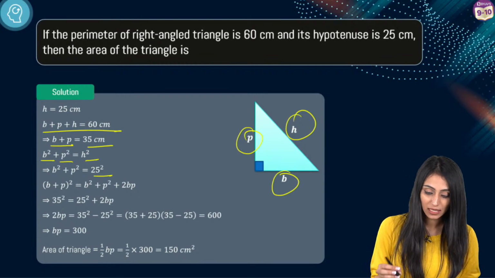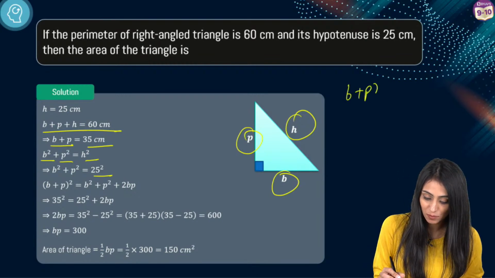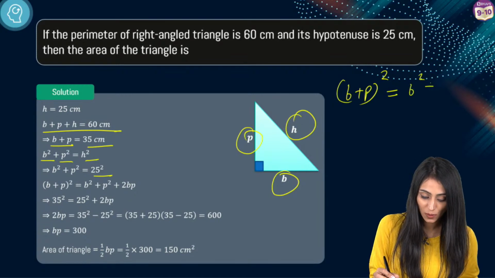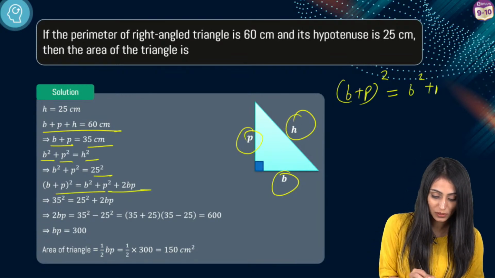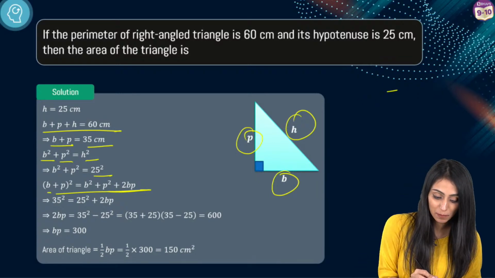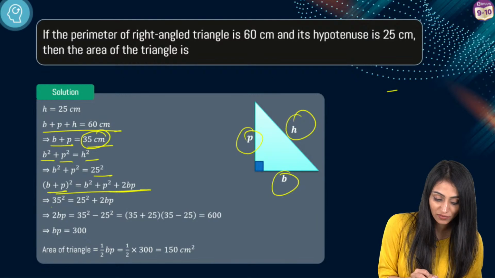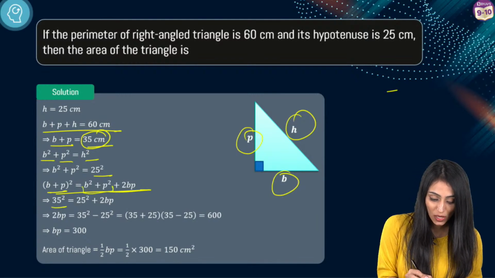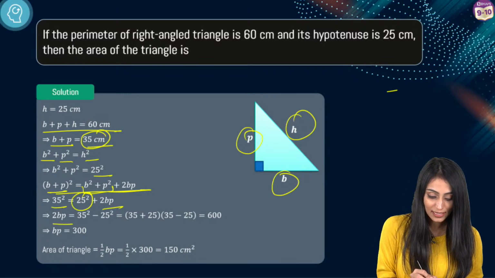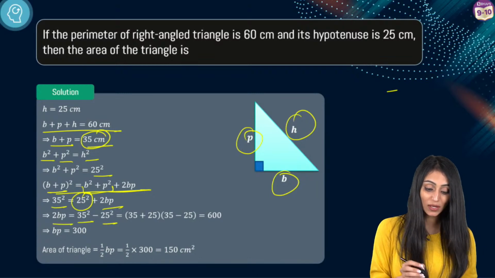Now, I can write B plus P whole square. That's going to be equal to B square plus P square plus 2BP. This is the equation that we have, right? Now from here, B plus P I already have, that's 35 square. B square plus P square, that's 25 square, plus 2BP. So 2BP would be equal to 35 square minus 25 square.